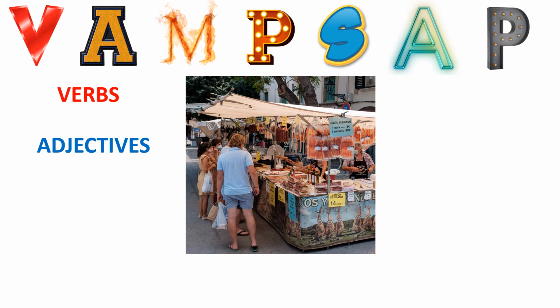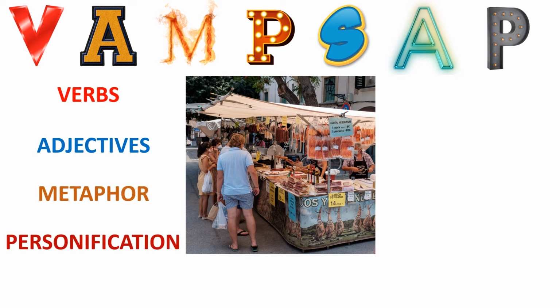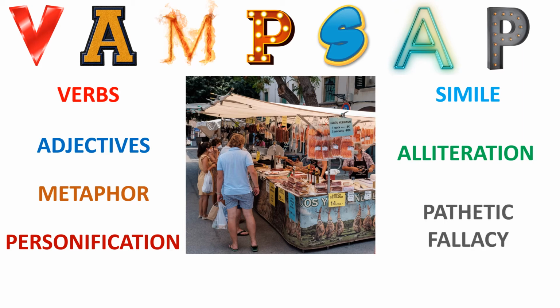Okay, so other techniques that you can remember you need to use are metaphor and personification. Similarly, alliteration and pathetic fallacy. And if you use those, don't forget it's not about a tick list. It's about trying to use them in and amongst your writing. It's not about using all of them lots of times.